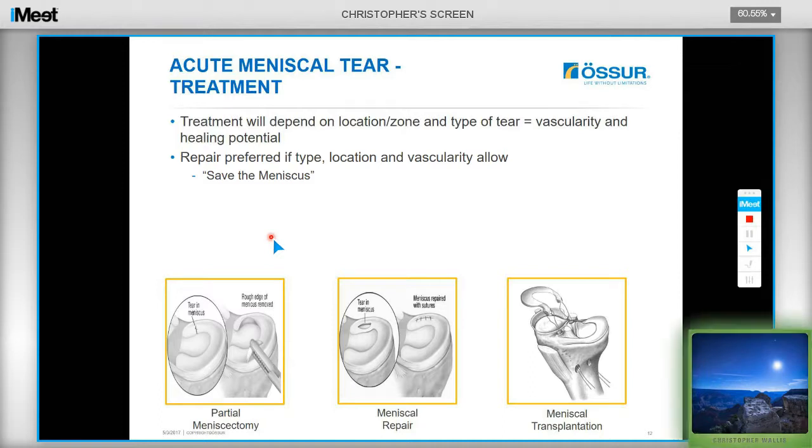I was recently at an orthopedic knee conference, and anytime the topic of meniscus came up, the underlying message more and more was this: save the meniscus. So trying to salvage or retain as much of that meniscal tissue as possible, because of that established relationship between meniscectomy and increasing the peak load through the articular cartilage when the meniscus is removed.